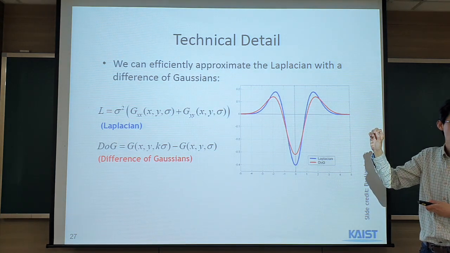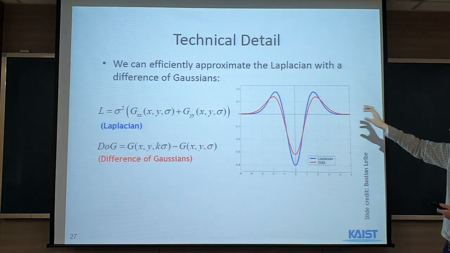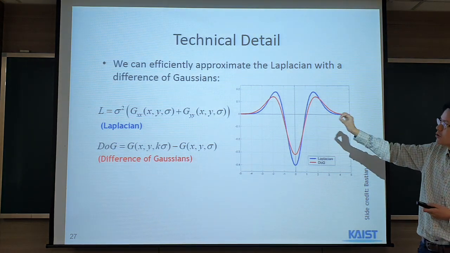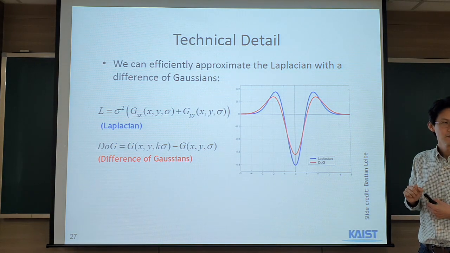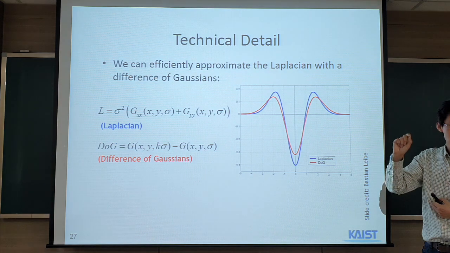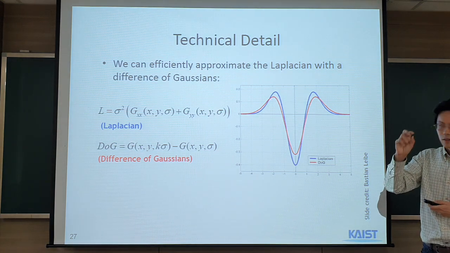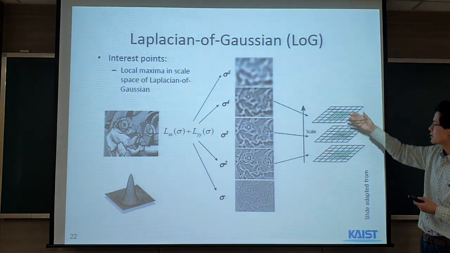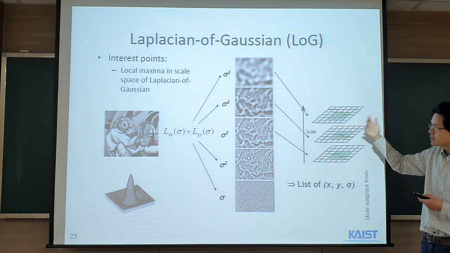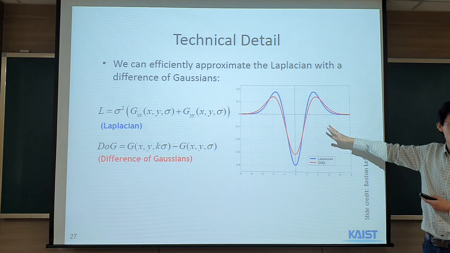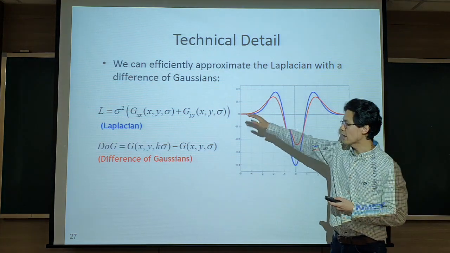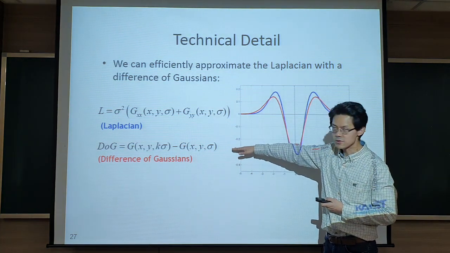What is the reason we are using the LOG and DOG? What's the main goal? Find the key point with the proper scale, right? Yes. In other words, we detect it along the local maximum. Yes. In terms of detecting the local maximum, it turns out it doesn't really matter. That's why we can use LOG or this difference of Gaussian, DOG.